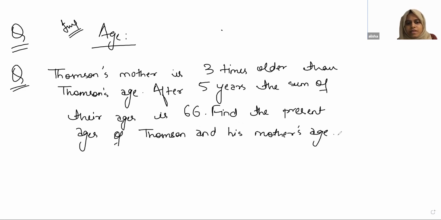So the question is, Thompson's mother is 3 times older than Thompson's age. After 5 years, the sum of their ages is 66. Find the present ages of Thompson and his mother. How will you find out? Try this question, otherwise I'll tell you. Okay?